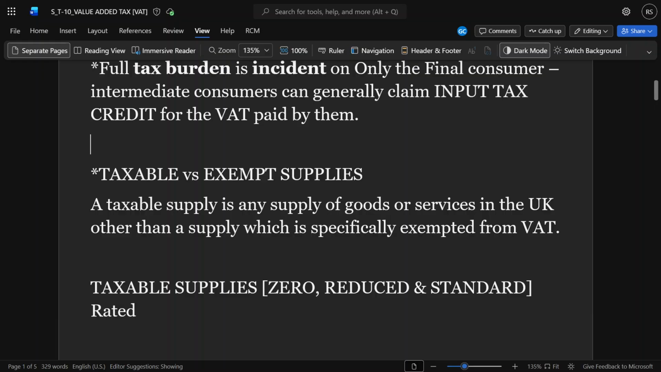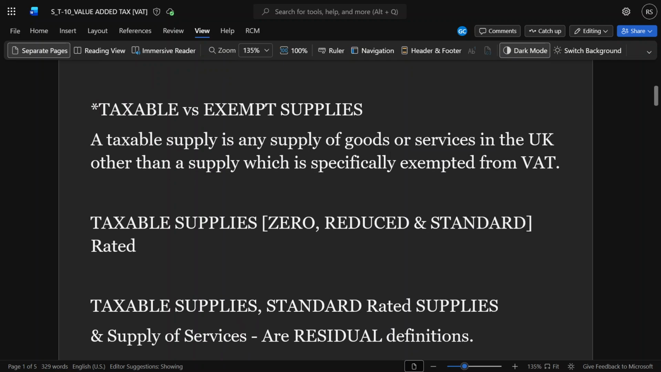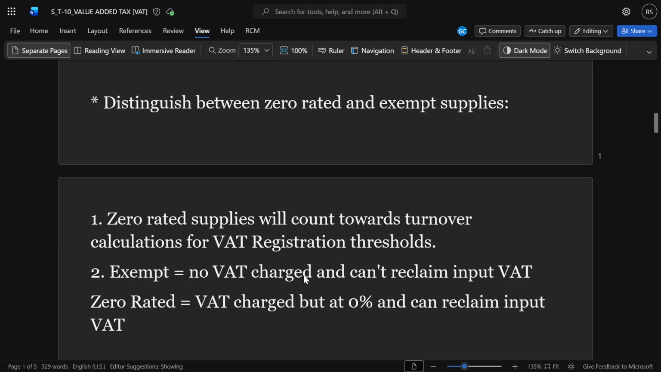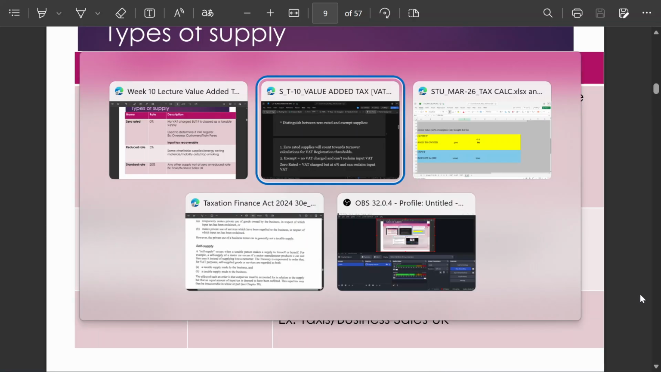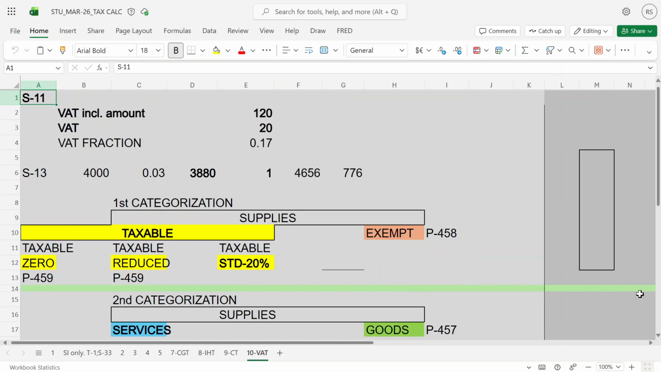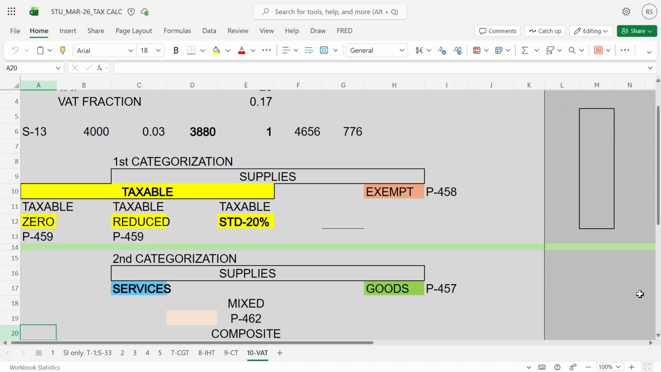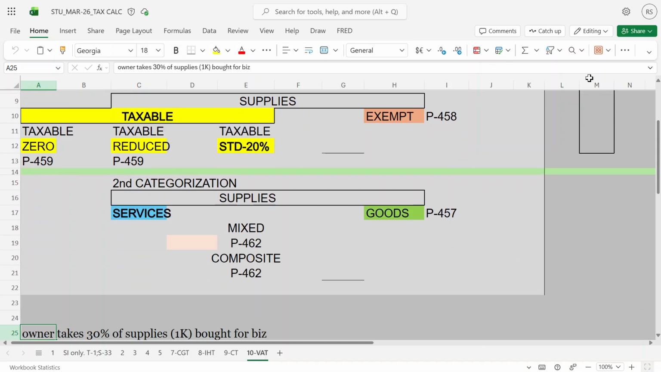So exempt supplies, essentially you don't get to claim input tax. I think I put that, distinguish with. So taxable versus exempt supplies is one distinction, okay? There's another distinction between zero rated and exempt supplies. Please remember that zero rated supplies actually fall under taxable supplies. So what is the difference between zero rated and exempt supplies? Because in both cases there is zero VAT being paid.